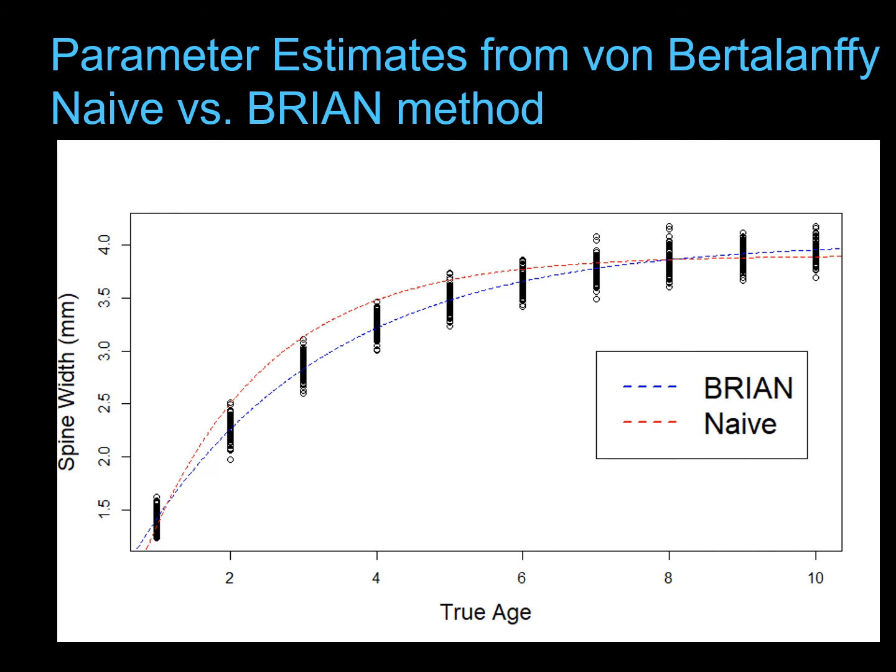This plot shows curves from the von Bertalanffy parameters for the Bryan model and the naive model compared to the true age data set. So on the x-axis, we have true age, the y-axis is spine width in millimeters. We can see that the Bryan model fits the truth well, going straight through the data. The naive model overestimates the spine width for younger age fish, and again, that's because of that overestimated K.